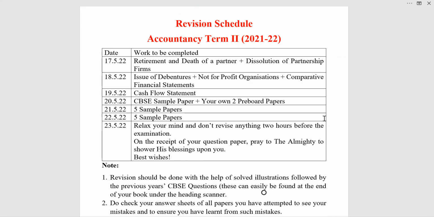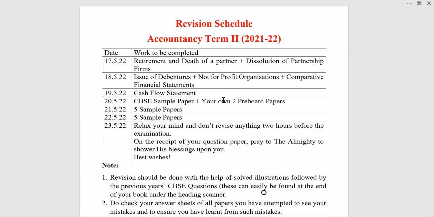I have prepared a schedule for you, and I think that if you follow this schedule, you will definitely have good confidence. So let's discuss the schedule I have prepared for you. On May 17, you can revise retirement and death of a partner, and you can also revise the dissolution of partnership firm.